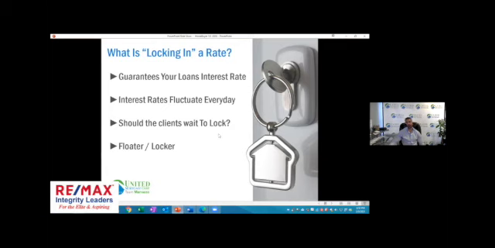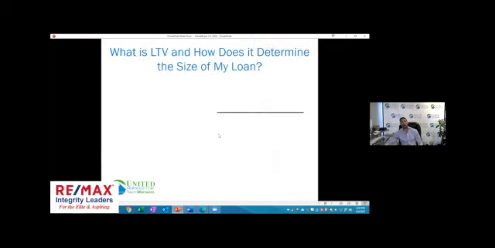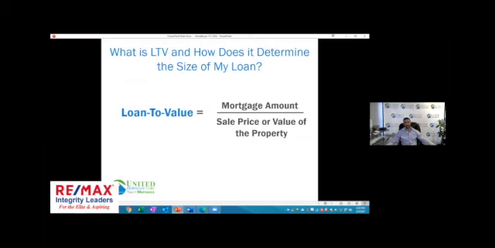Floater, locker, right? Perfect. What is LTV? So this is very basic. Some of you guys probably already know this, but I'll just reiterate. What's going to happen here is you have a $100,000 house, right? You put down $15,000. You're at 85 LTV. You're basically just dividing the mortgage amount by the sales price or the value of the property, and then you get your loan to value.